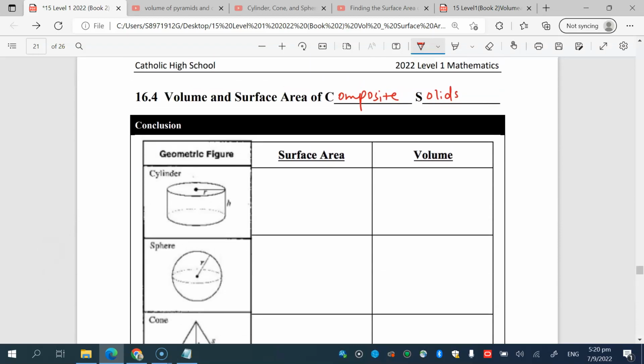Okay, so for a cylinder, what do we learn about the surface area? Over here, it will be 2 pi r h, remember, plus the 2 pi r square if it's a solid cylinder. So there's a circle on top and a circle below. That's why you have a 2 pi r square. Volume is just pi r square h. Okay, for sphere, we just learned surface area is 4 pi r square. And then volume is 4/3 pi r cube.